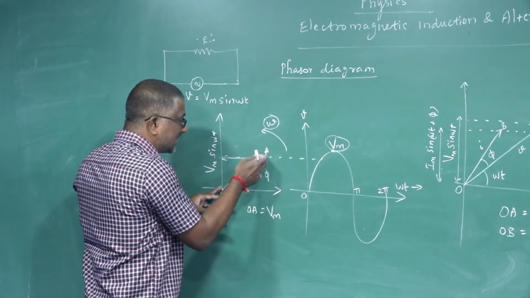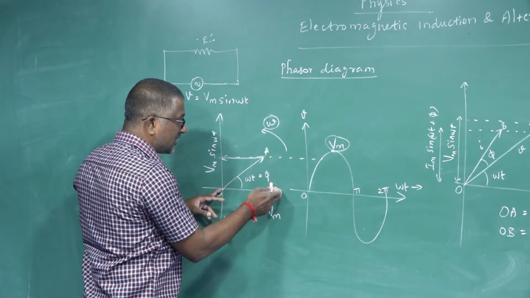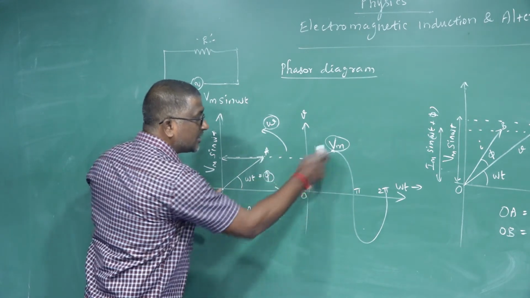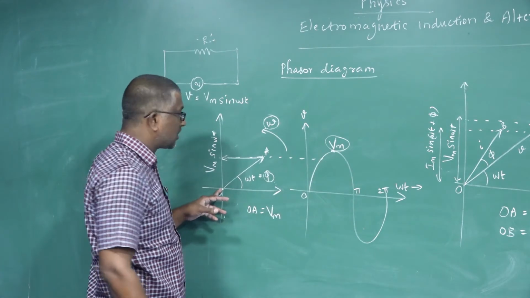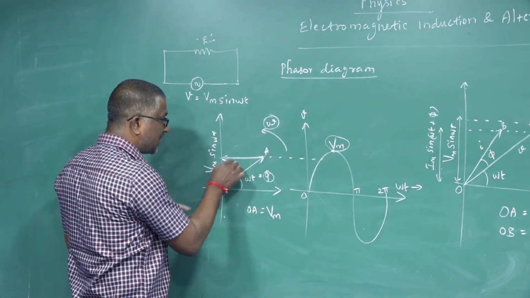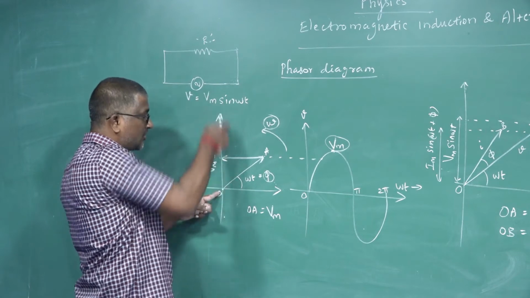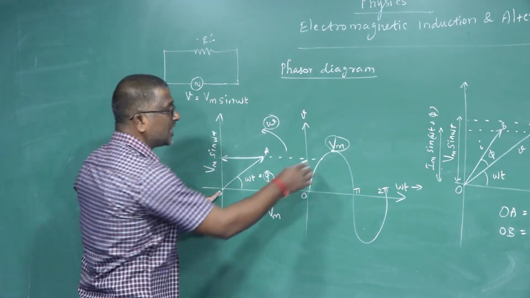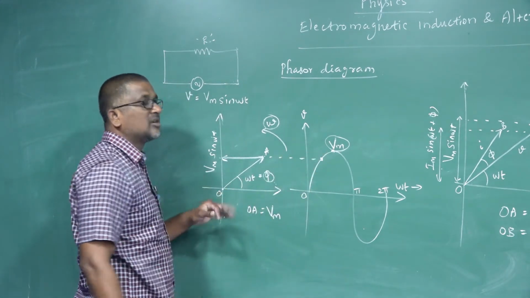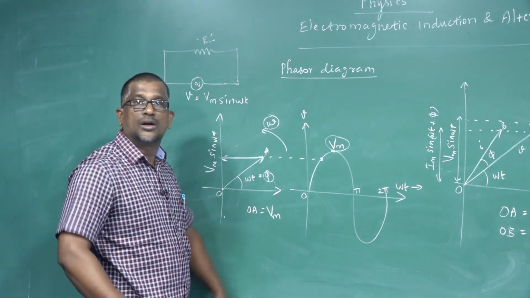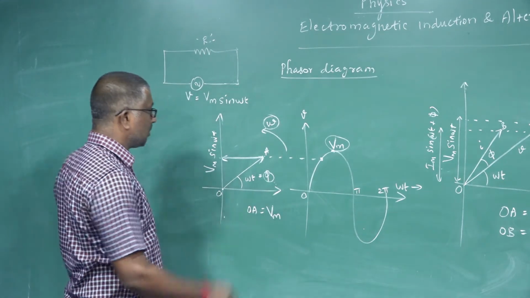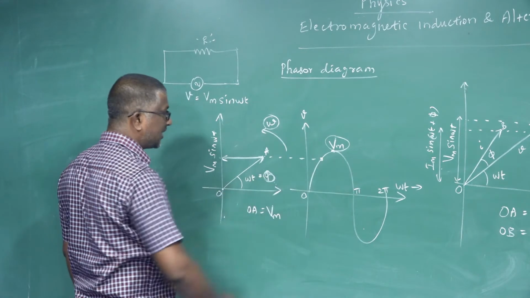by this vector, that is a phasor, with the reference axis gives the phase of the alternating voltage, and the projection of a phasor on the y-axis gives the instantaneous value of the applied voltage or alternating voltage. Pi is the phase of the alternating voltage.